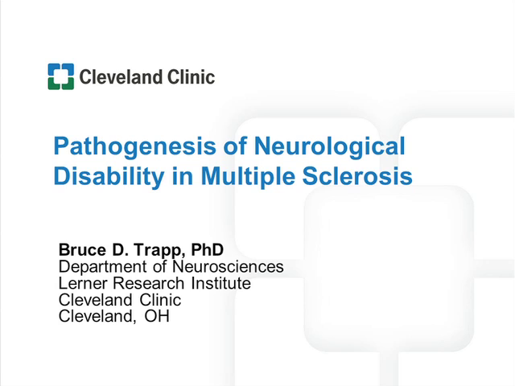It gives me great pleasure to introduce our speaker for today, Dr. Bruce Trapp. Dr. Trapp is the chairman of the Department of Neurosciences at the Cleveland Clinic and professor in the Department of Molecular Medicine, Cleveland Lerner College of Medicine. He has received many awards nationally and internationally for his groundbreaking work on the pathology of multiple sclerosis. He has extensive NIH research funding for his work and has developed a large basic research group who continue to extend the boundaries of our understanding of MS and its pathology. Today he will give a talk entitled The Pathogenesis of Neurological Disability in Multiple Sclerosis.